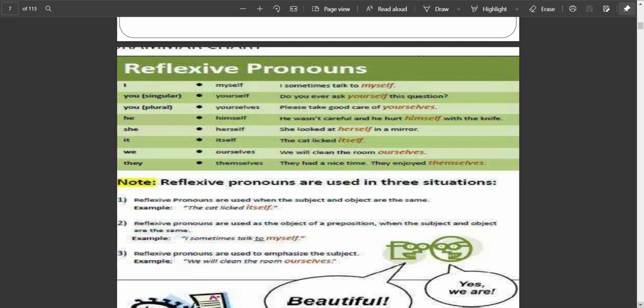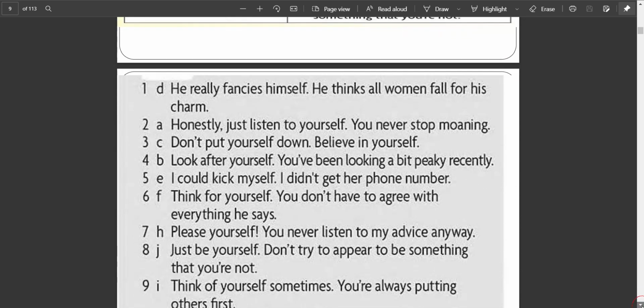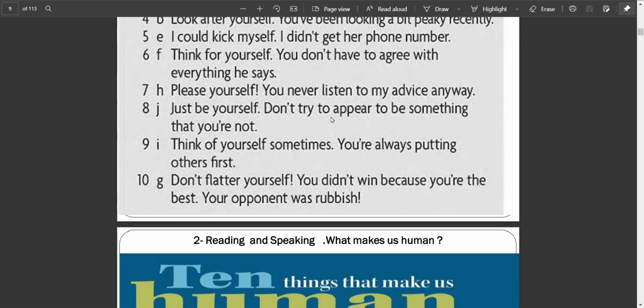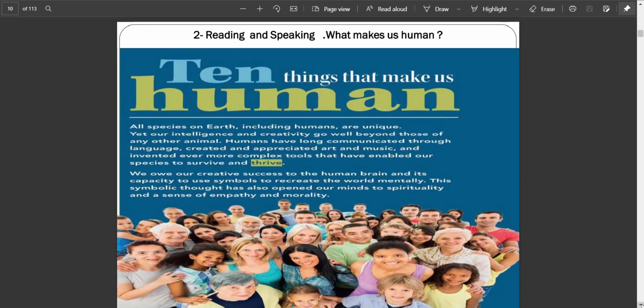Right? Okay, this exercise you can read it by yourself, and also here the next slide you can find the solution for its answers. All the answers here are available. You can read them one by one. Right? So now let's come to the second section, which is reading and speaking.